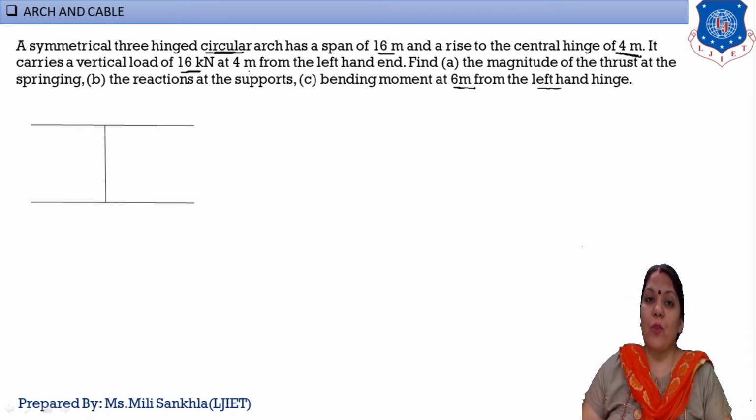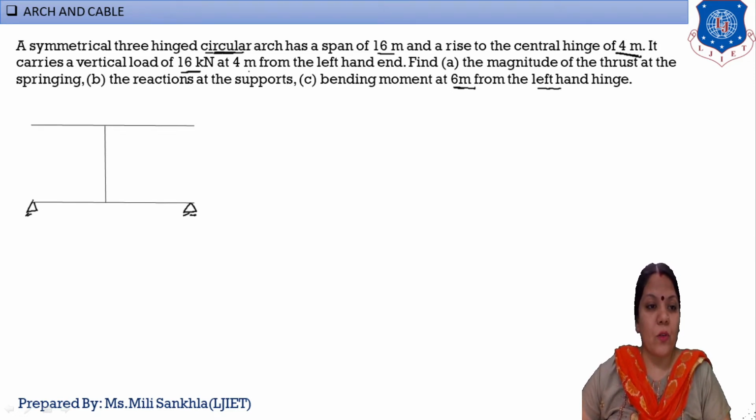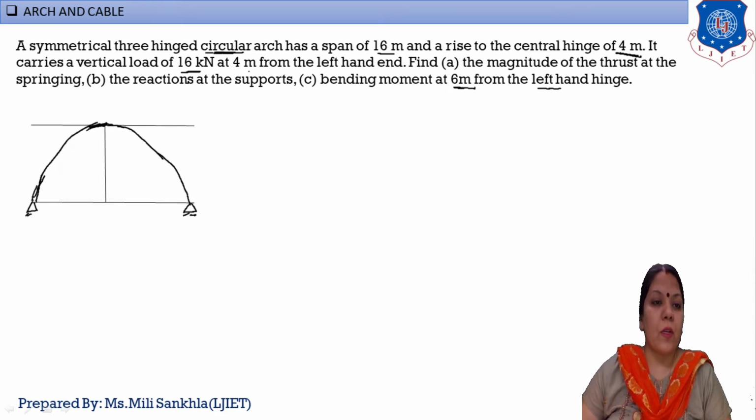First of all we draw the circular arch. Suppose this is our hinge support, and this is our hinge support, and here we draw the circular arch. Simply connect. Now this point is our internal hinge. This is our A point, this is our B point.